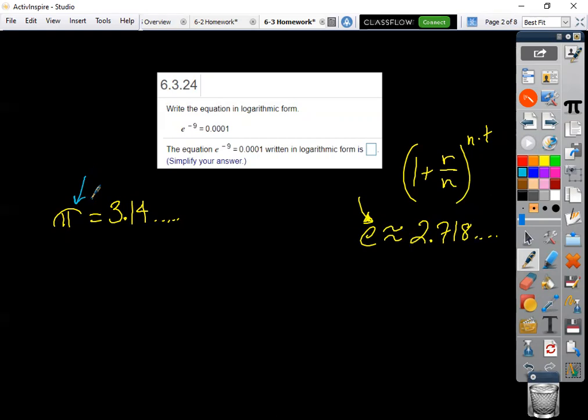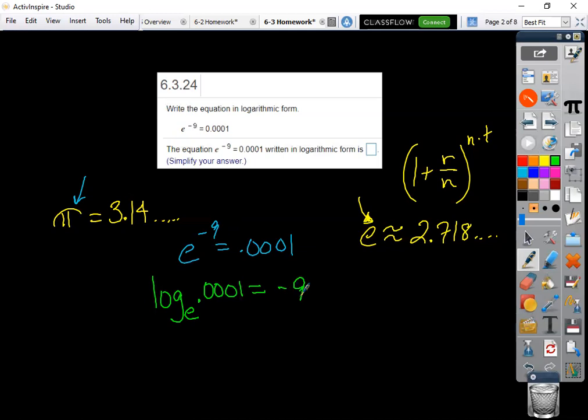But anyway, all that being said, this original problem, e to the negative ninth equaling 0.0001, we need to now change that into a logarithm. So the logarithm here goes like this, log. Remember your base, that's your base still, e, it's just weird that it's a letter. Your answer over here on the other side is the argument of your log when you're converting it, and it equals my exponent.